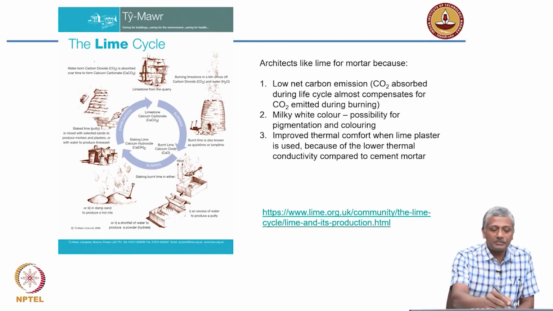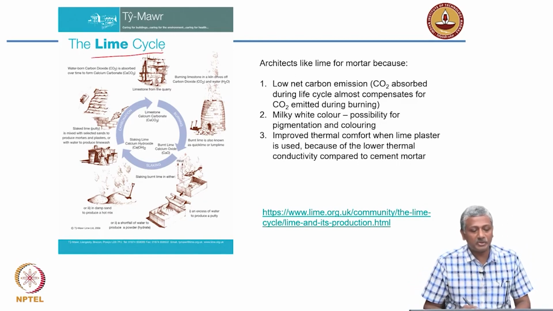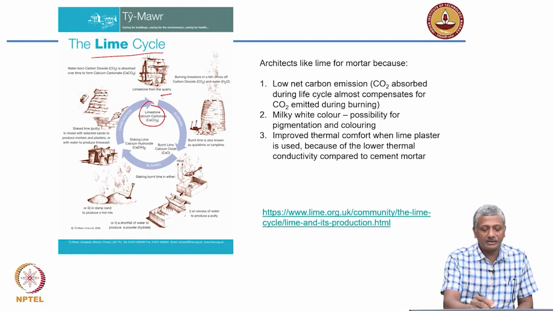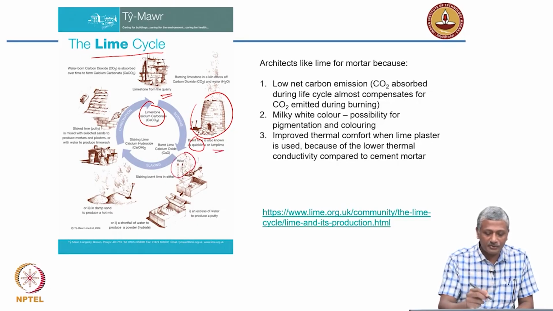Again, many people talk about this conversion of CaCO3 to CaO and then back to CaCO3 as the lime cycle. So this is a very interesting picture from the UK. You have your limestone or calcium carbonate, which is extracted at the quarry and is burnt in the kiln, and you get quicklime or lump lime. This quicklime is then slaked, heat is produced because of slaking, and then you get your lime putty. Okay, what is lime putty?